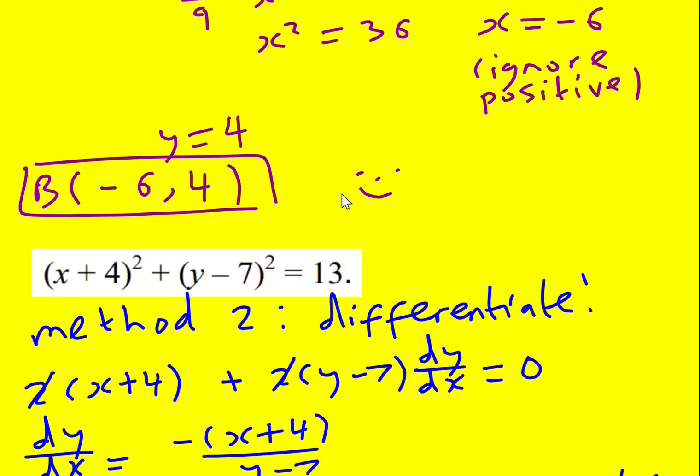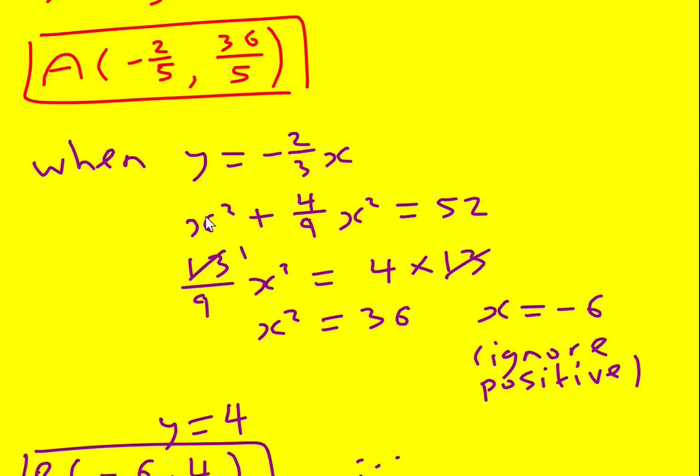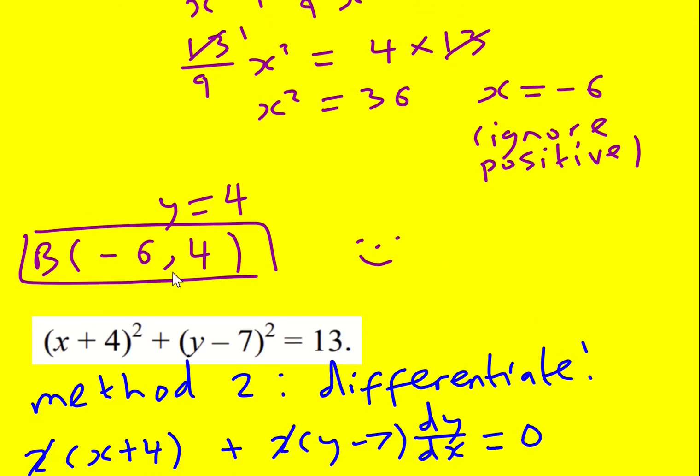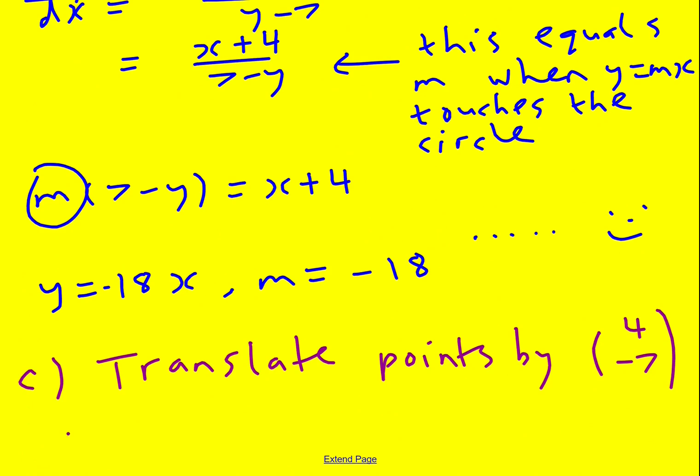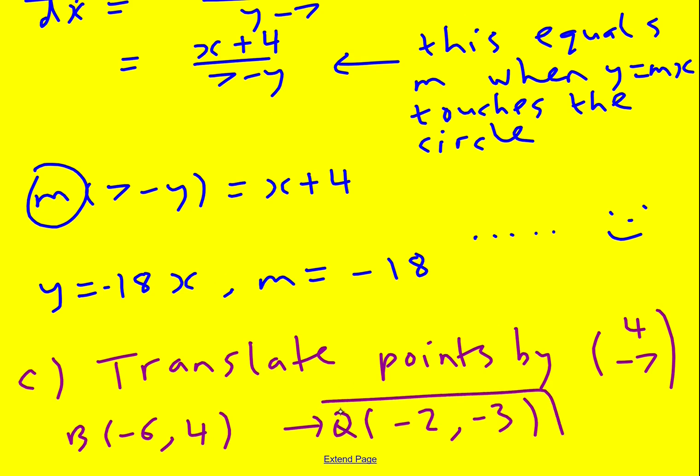So the simpler one, well, we had B and we had A. A had fractions in, so let's just deal with B. B, minus 6, 4 will translate to minus 2, minus 3. We'll just call this one Q. You could do the other one if you wanted by adding 4 and minus 7, but we're just asked to find one of them. Okay, well done.